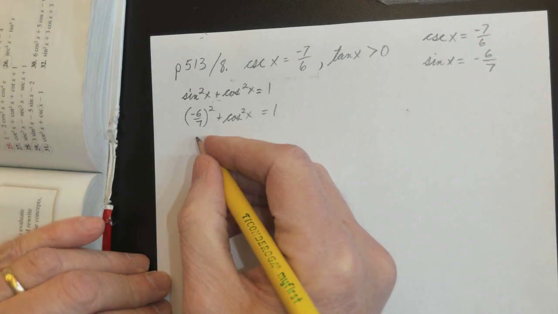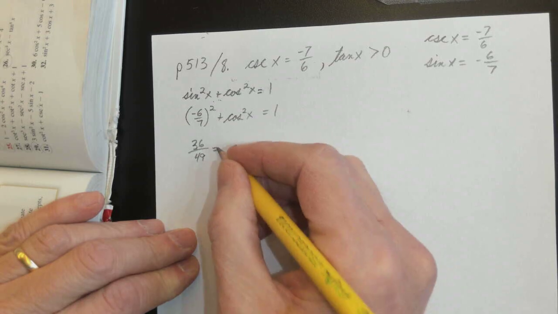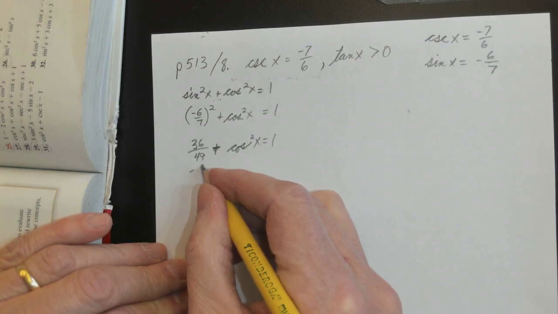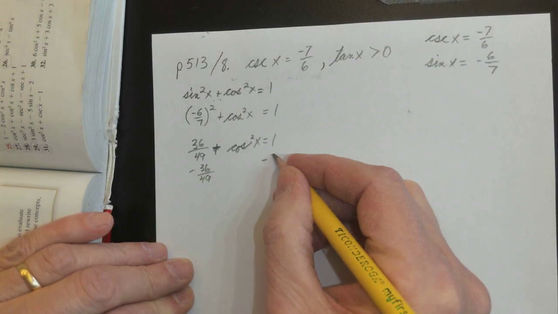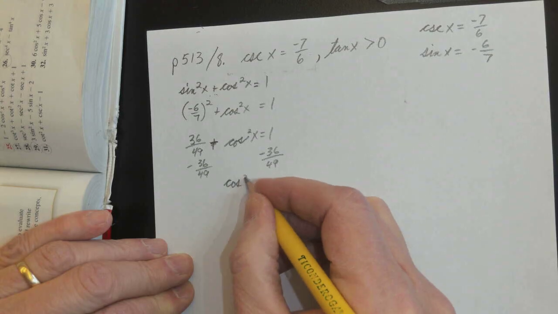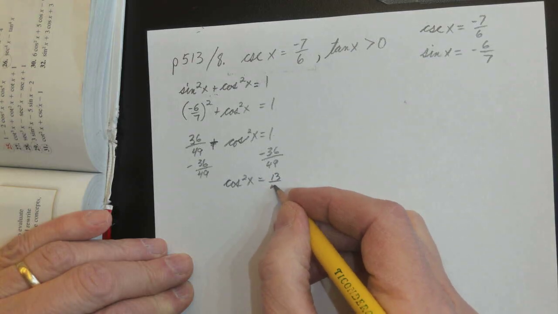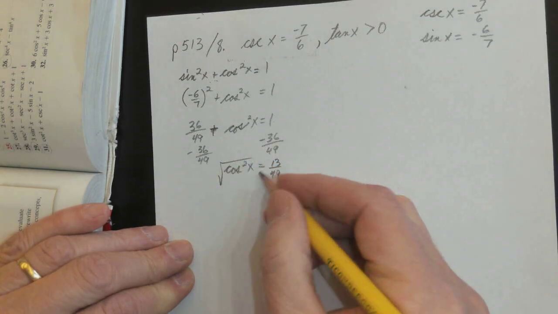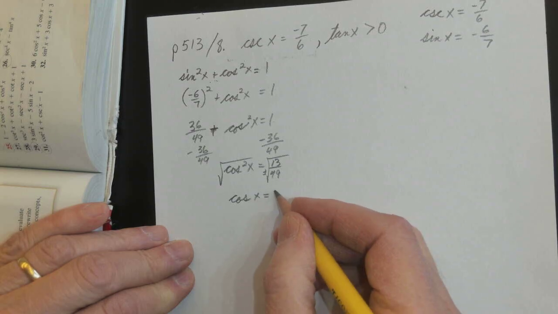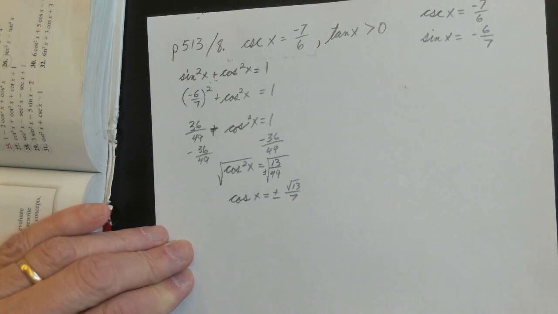And we'll solve for cosine of x. Negative 6/7 squared is 36 over 49, plus cosine squared x equals 1. If I subtract 36/49 from both sides, I'm getting cosine squared x, that's 49/49 minus 36/49 is 13/49. And I take the square root, and I get plus or minus the square root of 13/49. So cosine of x is either positive radical 13 over 7 or negative radical 13 over 7.